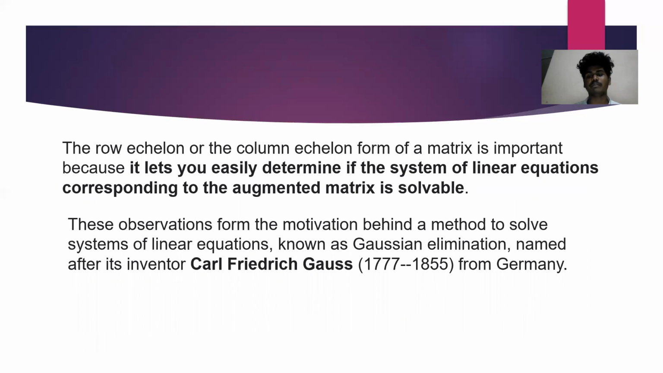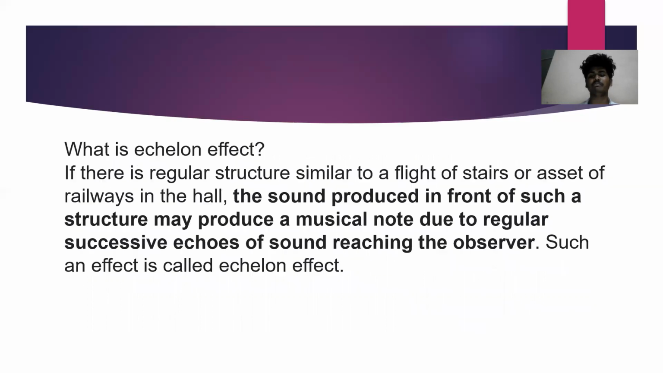The row echelon form of the matrix is important because it lets you easily determine if the system of linear equations corresponding to the augmented matrix is solvable. These observations form the motivation behind this method to solve systems of linear equations, known as Gaussian elimination, named after its inventor Karl Friedrich Gauss, 1777 to 1855, from Germany.